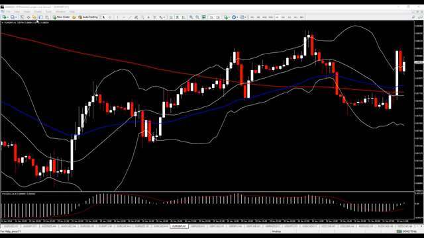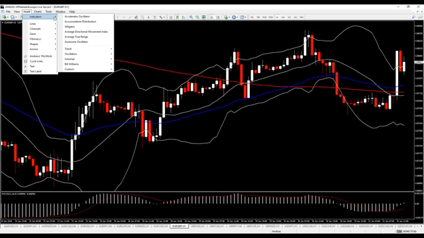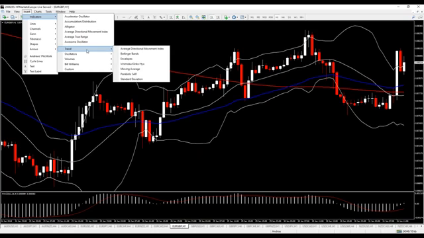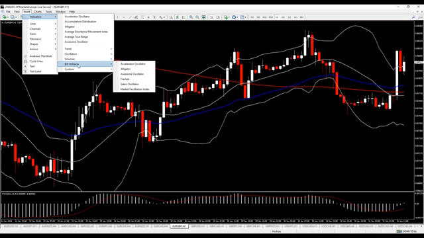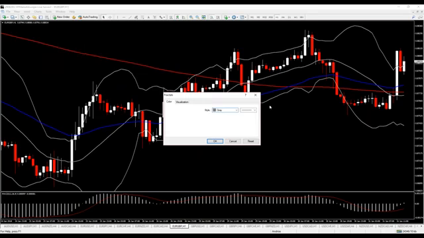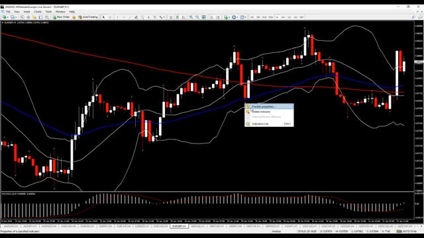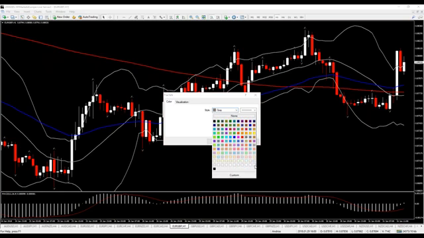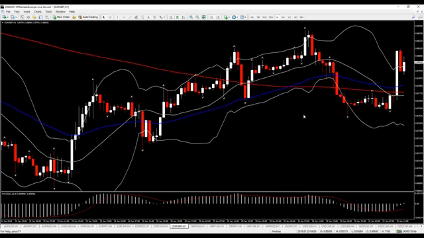So how you could add fractals is simply by Insert, Indicators, and Bill Williams. Remember, he was the first to apply the fractals theory in financial markets, and just click on Fractals. So you don't have to change anything. Just pop it in. I will put it in a different color. Maybe it would be more visible to you. Maybe white is better. So it's as simple as that.